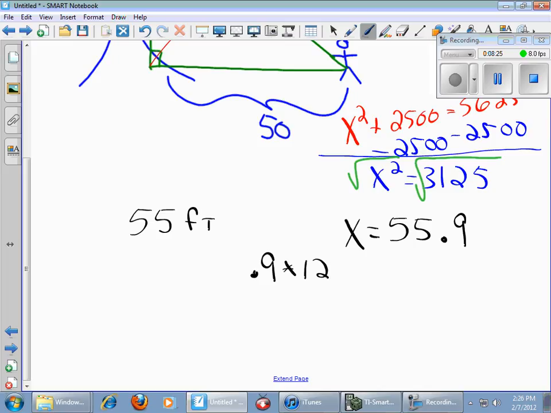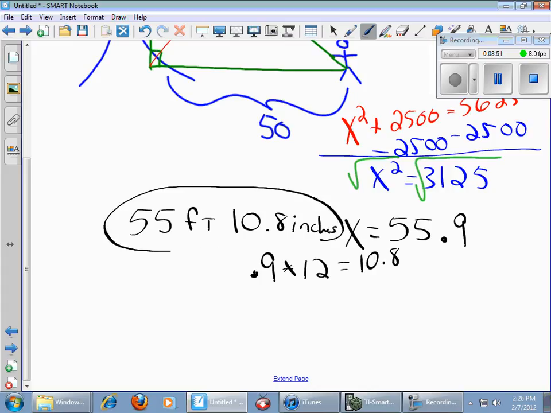This will give me the number of inches that 0.9 represents. 0.9 times 12 ends up being 10.8 inches, or 10 and 8/10 inches. So it's 55 feet and 10 and 8/10 inches. Okay, that's how tall the tree is.